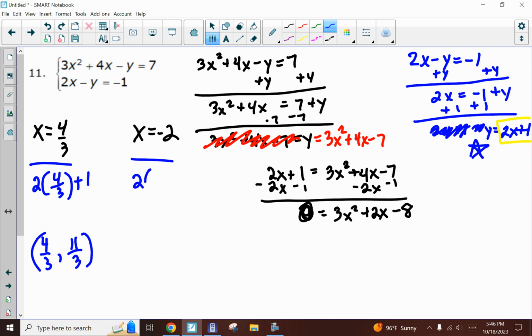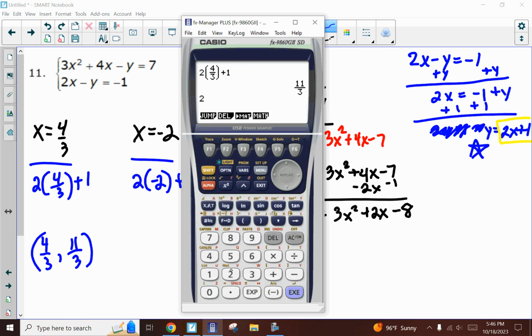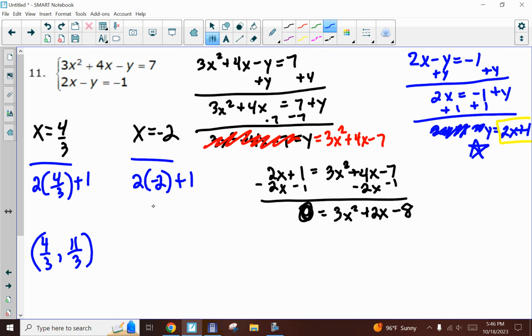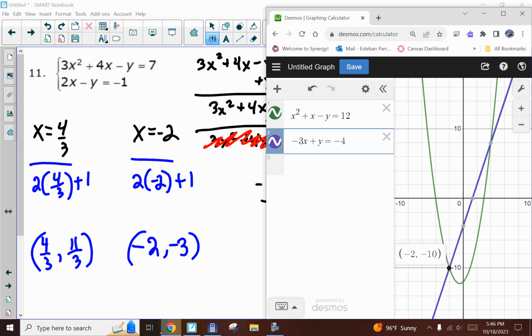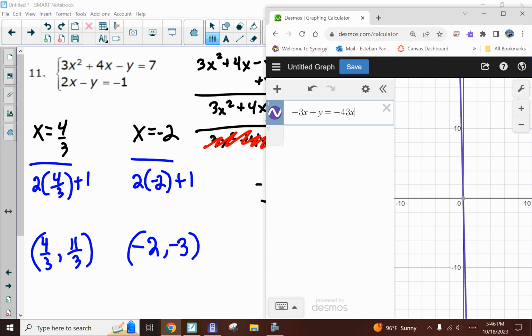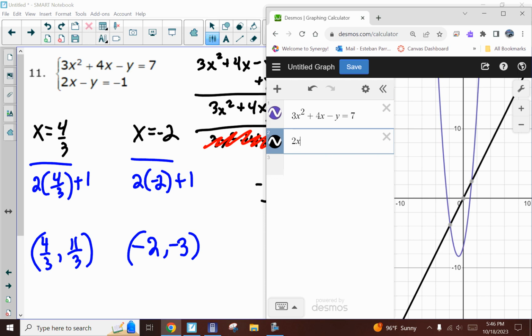And then the next one says 2 times minus 2 plus 1. So I can do that in the calculator real quick. 2 parentheses minus 2 plus 1. And that gives me negative 3. So when I put in negative 2, the answer is negative 3. And just, again, quick check in Desmos. Oh, I got to delete everything first. 3x squared plus 4x minus y equals 7. And the second one is 2x minus y equals negative 1. Make sure I type this right.